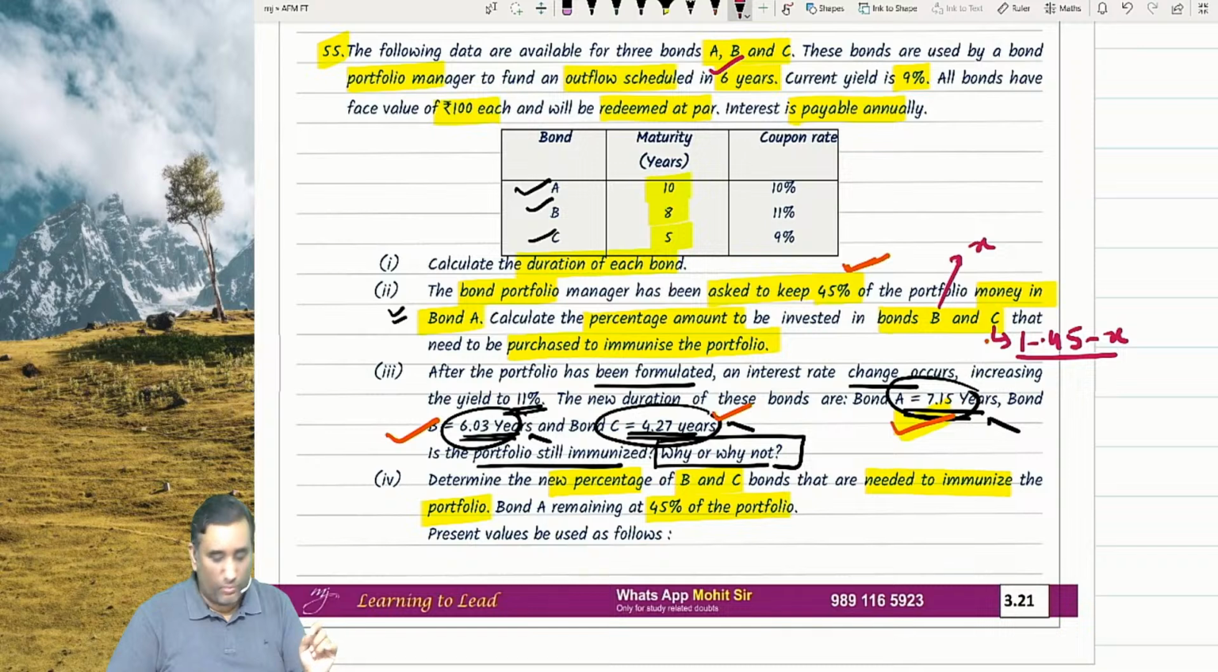So when I apply this, because 45% is for A, and B has taken X, the balance is for C. The answer will come 0.55 minus X. Duration of A would be some 6 point something into 0.45, plus B into X, plus C into 0.55 minus X, and that should be equal to what? 6 years. When you solve, you will get the weights accordingly.